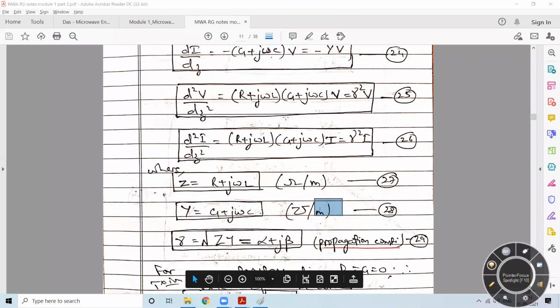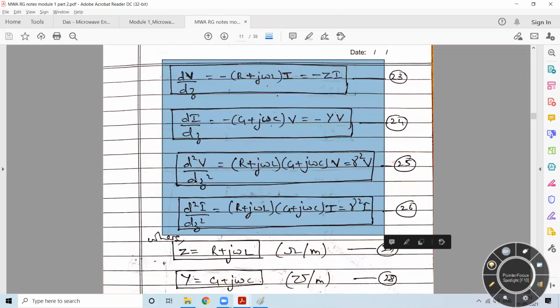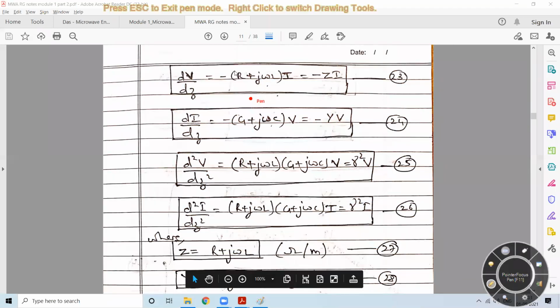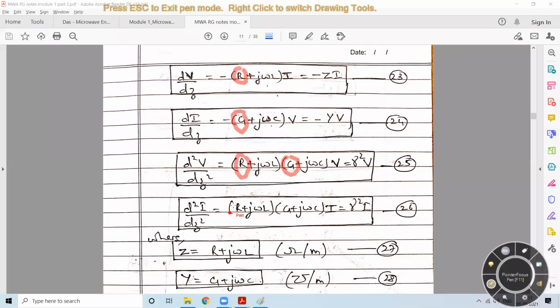Under this, what happens if the line is lossless, and if the line is lossy? That is what we will be looking at. These are the final equations you have to remember: ∂V/∂z, ∂I/∂z, ∂²V/∂z², d²V/dz², d²I/dz². Now, if I consider the line to be lossless, what happens? R and G components will be equated to 0, and the final equations will be obtained.